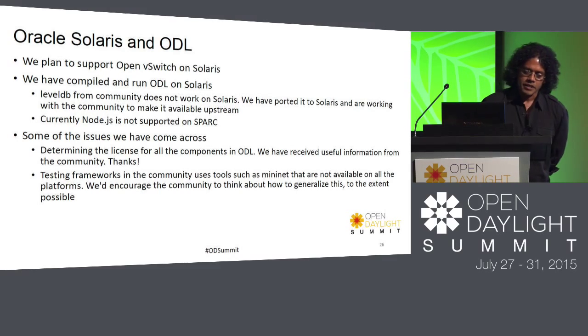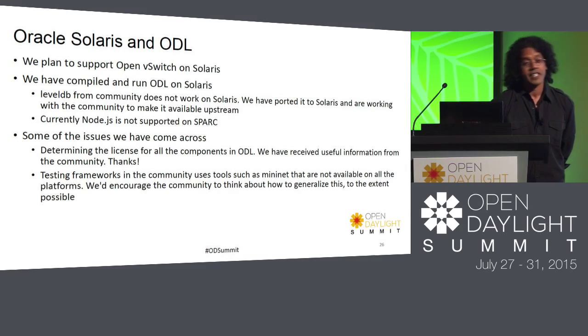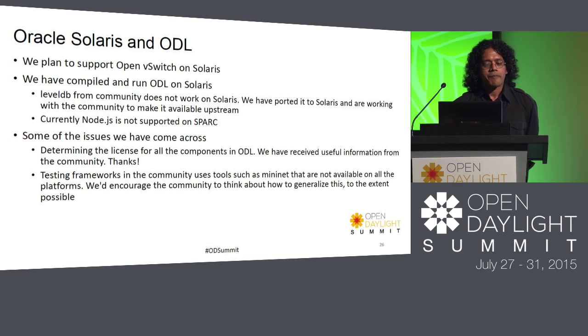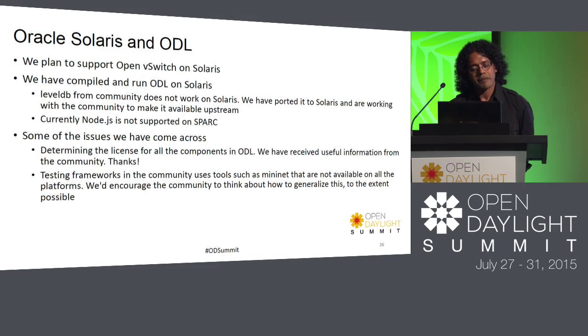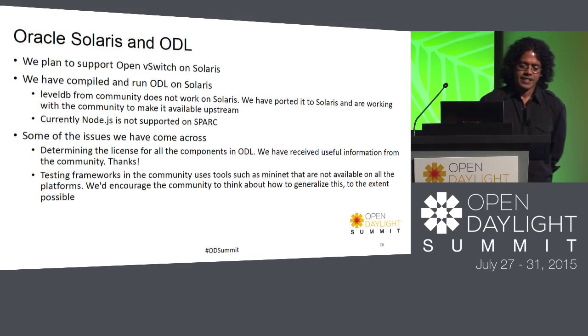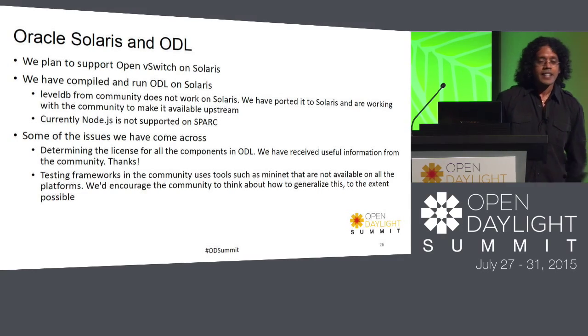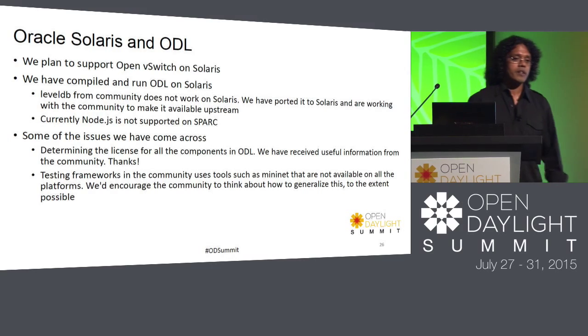We have some issues with Node.js not being supported on Spark, but it's mostly a compile time issue and not specifically a runtime issue. One of the issues we came across when we were working with ODL, which I think was mentioned in a session yesterday, is about using ODL from the community rather than forking ODL. So it's mainly around the licensing requirements.